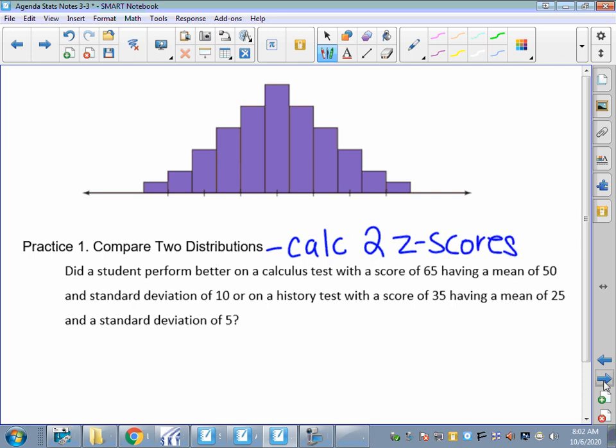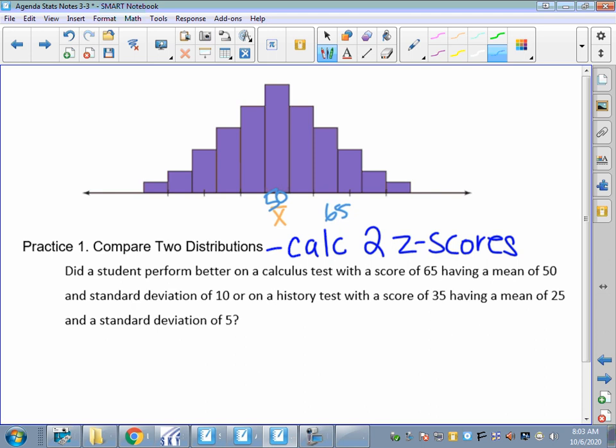We're going to call these a sample because we don't really know. But by the way, on my graph here that I put in your notes, remember x bar is always in the middle. So when I look at that calculus test, the mean is 50, and the student got a 65. So we know that they're up here somewhere. We don't know how high they are, how many standard deviations they are above the mean.